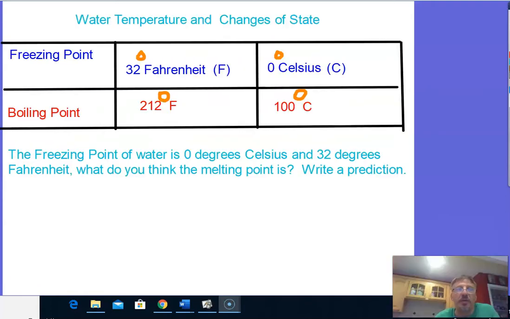All right, I have a question I want you to think about. The freezing point of water is 0 degrees Celsius and 32 degrees Fahrenheit. What do you think the melting point is? Write a prediction. So go ahead and write that question down, put it in your journal, and really think about it. Put some numbers in your head and see what state of matter would be at that particular temperature, and come up with a good prediction. Justify your response and be able to explain it. Go ahead and pause the video, think about it for a moment, and I'll be back with you in a minute.